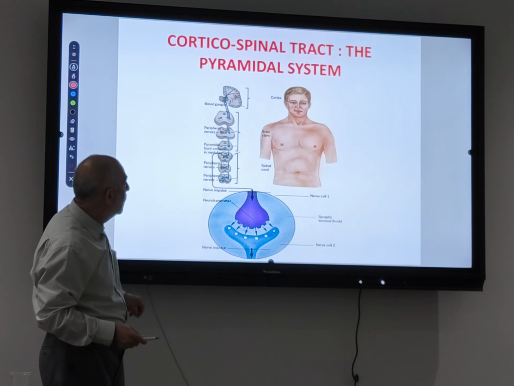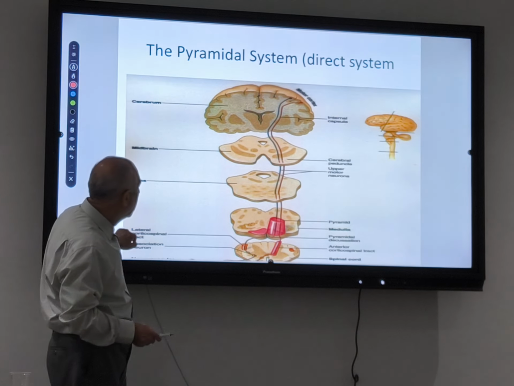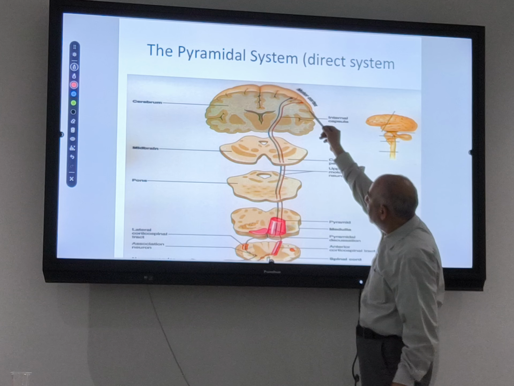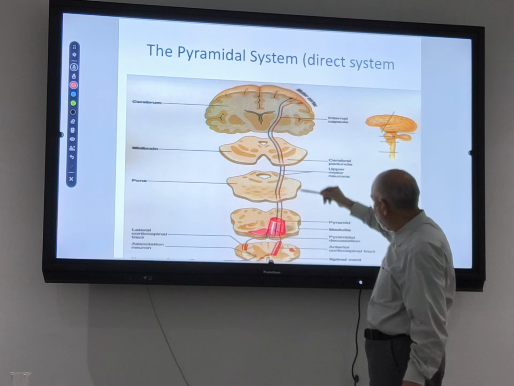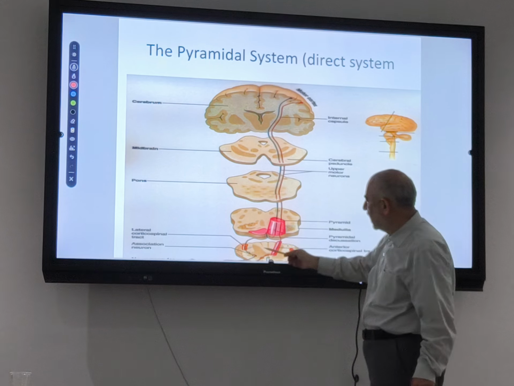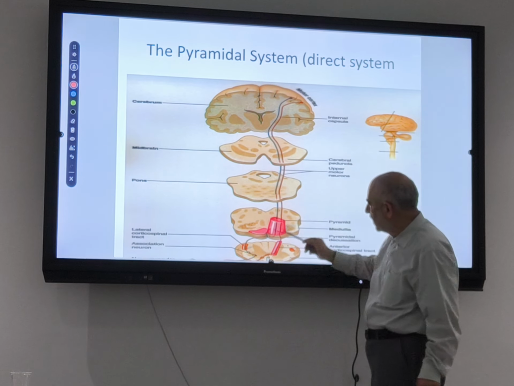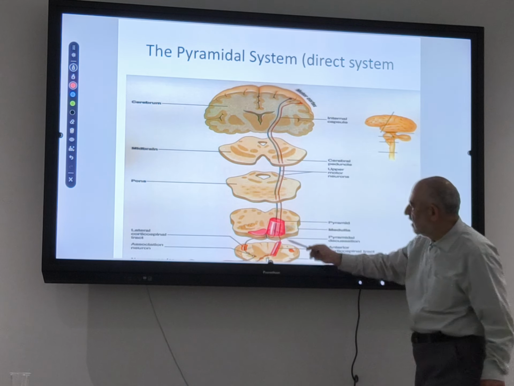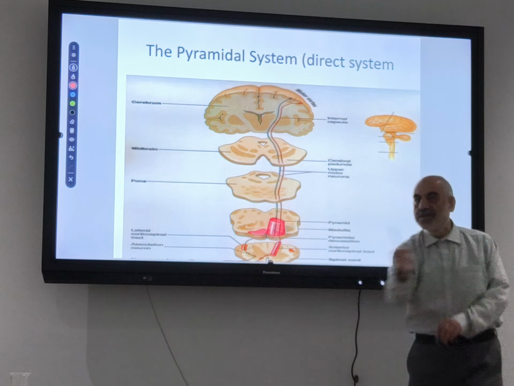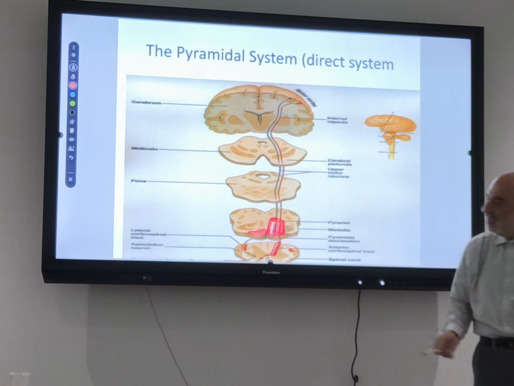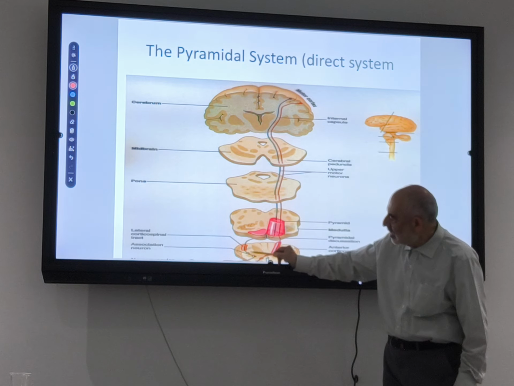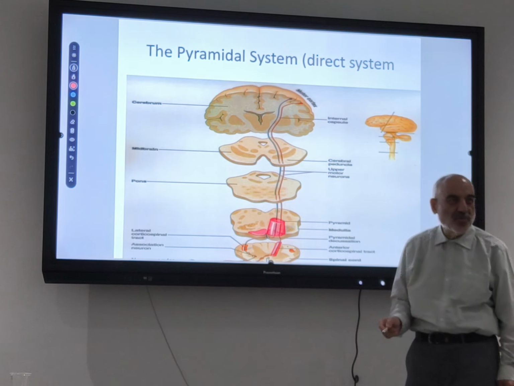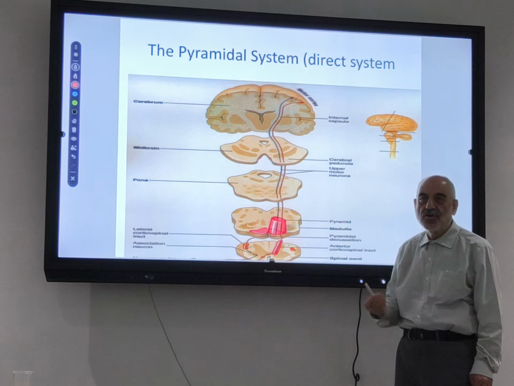So the corticospinal tract is the pyramidal system. And look at here, the pyramidal system is a direct system. It goes from here, okay, and makes a pyramid. Then you can see the anterior corticospinal tract, and this is the lateral. In the medulla, it crosses to the other side. And this is the lateral one. So we say lateral corticospinal, because of the lateral cord of the spine.